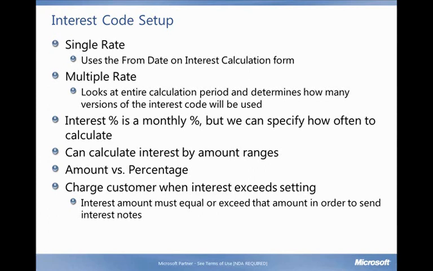Again, the interest percentage that we enter is a monthly percentage, but we can specify how often we're going to calculate interest. In the example I showed earlier, we had a 4% monthly interest, but we're going to calculate interest every 15 days. So it'll calculate 2% every 15 days. We can calculate interest by amount ranges. We can do amounts versus percentages. And we also have that charge customer when interest exceeds setting. So the interest amount must equal or exceed that amount in order to send interest notes.